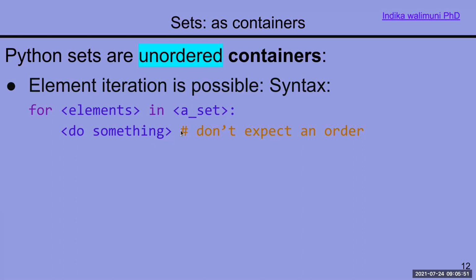However, do not expect an order in the way you see your set, because we said they are unordered containers. So the order of the elements that you're going to get out is really unpredictable. But we can iterate elements in a set, element by element, not index by index, because sets are unordered, we cannot assign an index. So index by index iteration is prohibited.